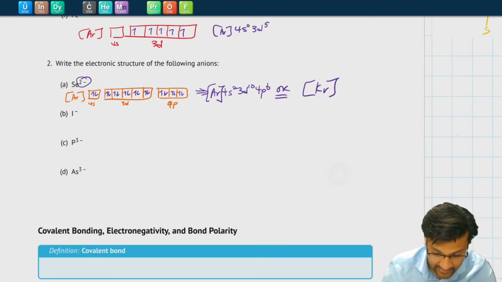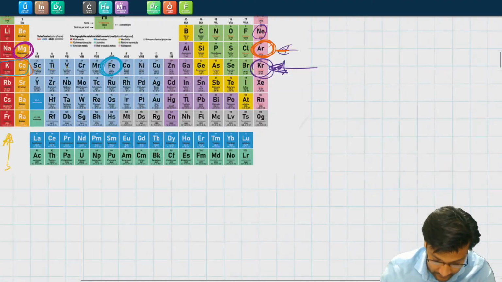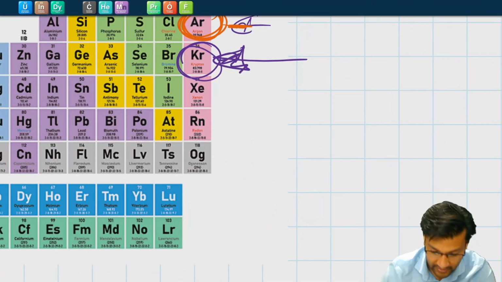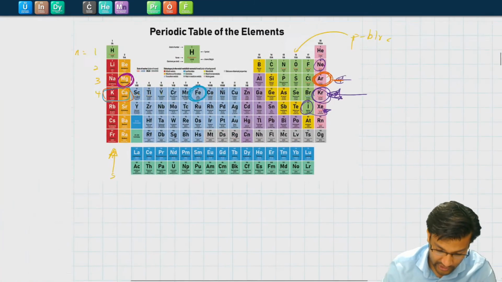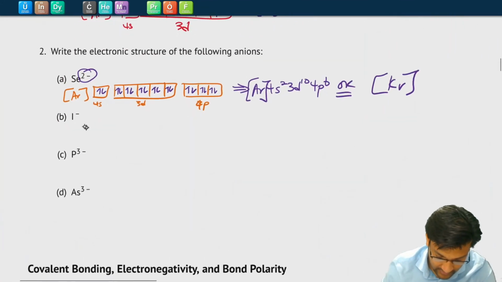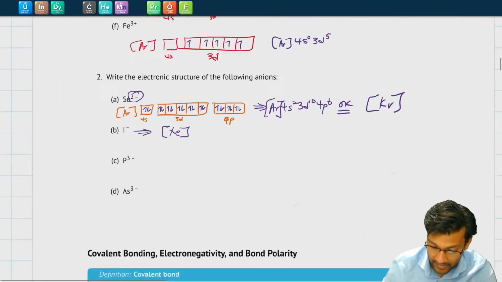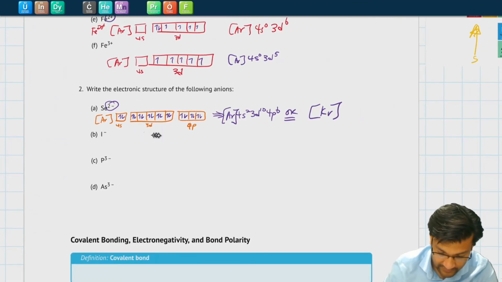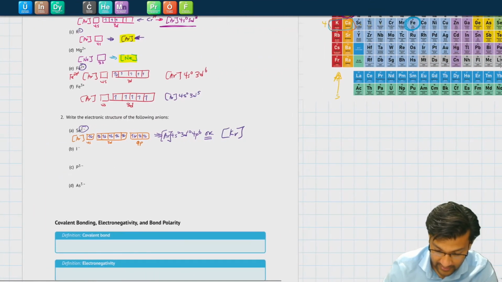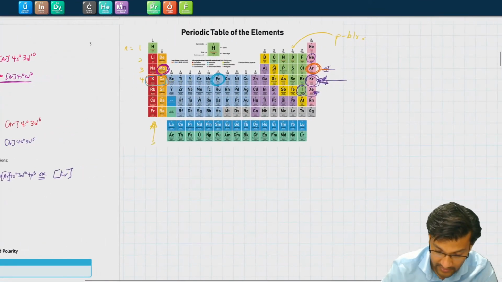For I minus, we could do this without even thinking about it. So I minus starts here. You can imagine that iodine starts here. For I minus, you add 1 electron. You will get the same electron configuration as xenon. So you would expect that the answer for this is just xenon. But let's do it. If you haven't done it yet, do the whole process of drawing the boxes and filling them up first. And then I'll come back and show you how it's done.